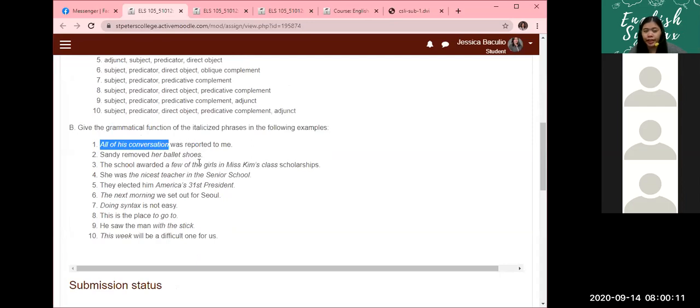Subject, correct, very good. Because we have here on the next part of the sentence "was reported," which is basically the predicate of the sentence, and we have here the direct object. So all of this conversation, although this is already a phrase to be considered not a word, it is now the subject of the sentence. Okay, yes?